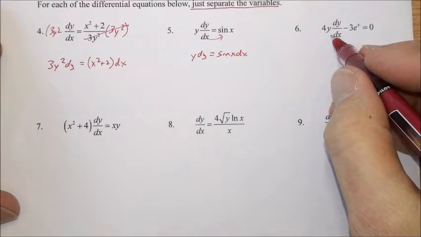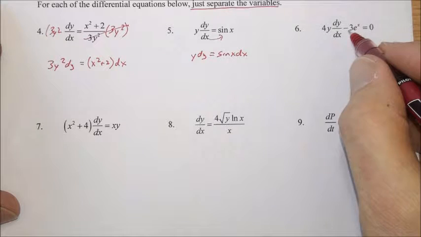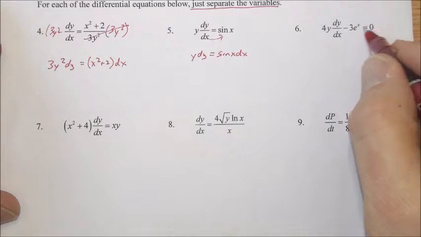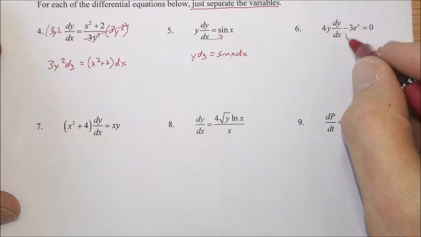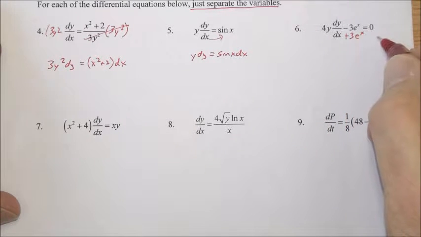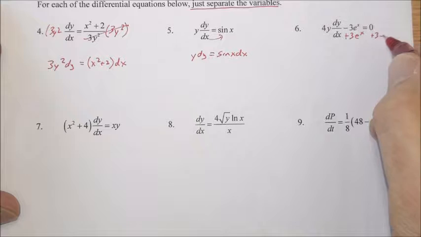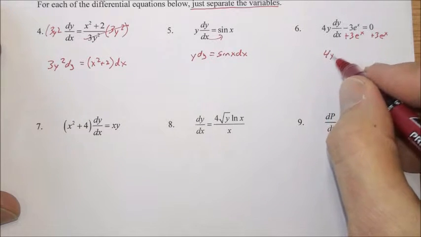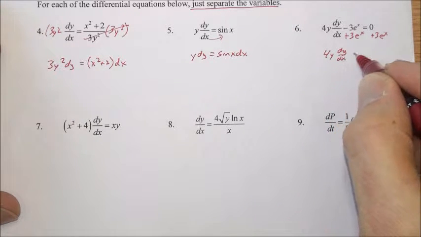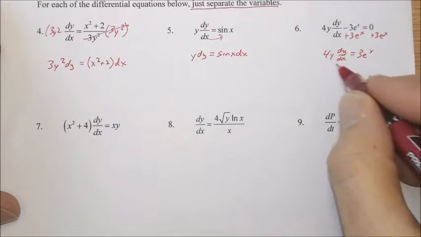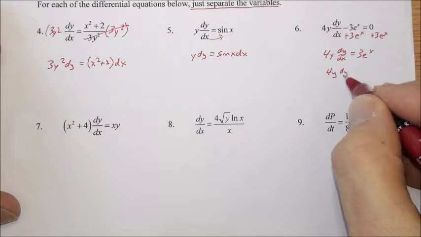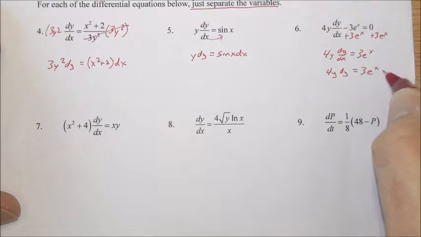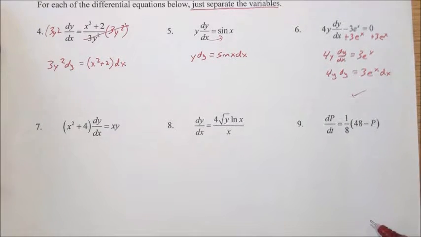For number 6, well, we got to get the x term over to the right. We have 3e to the x. We also have dx. We're going to have to do these one at a time. We can start by getting the 3e to the x over right away. So we end up with 4y dy dx is equal to 3e to the x. And now we just move the dx over as well. So we have 4y dy equals 3e to the x dx, and we're done.